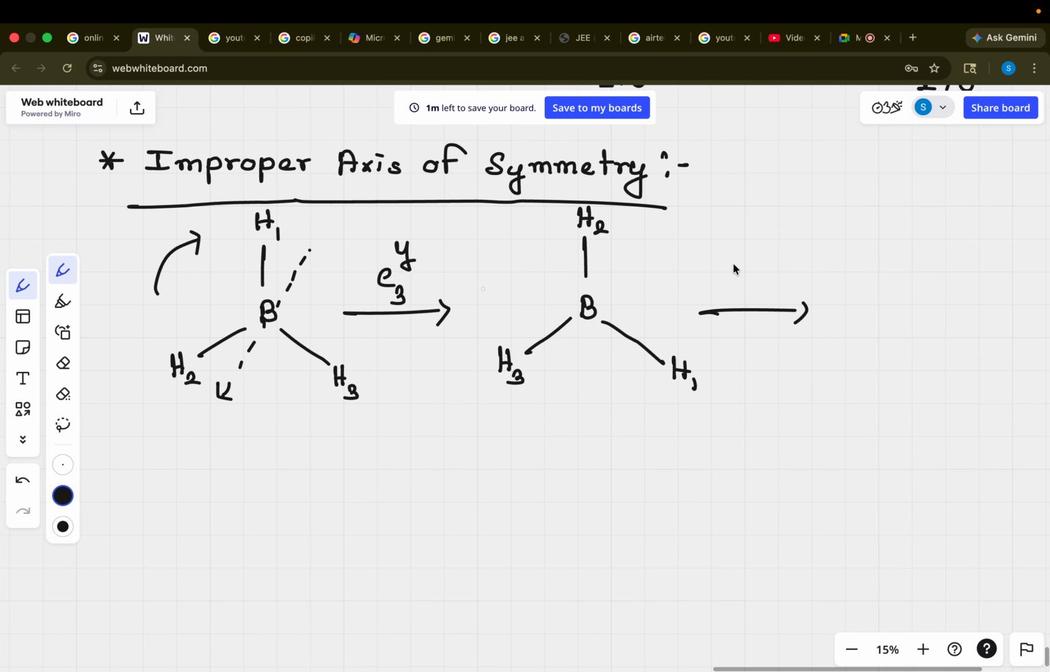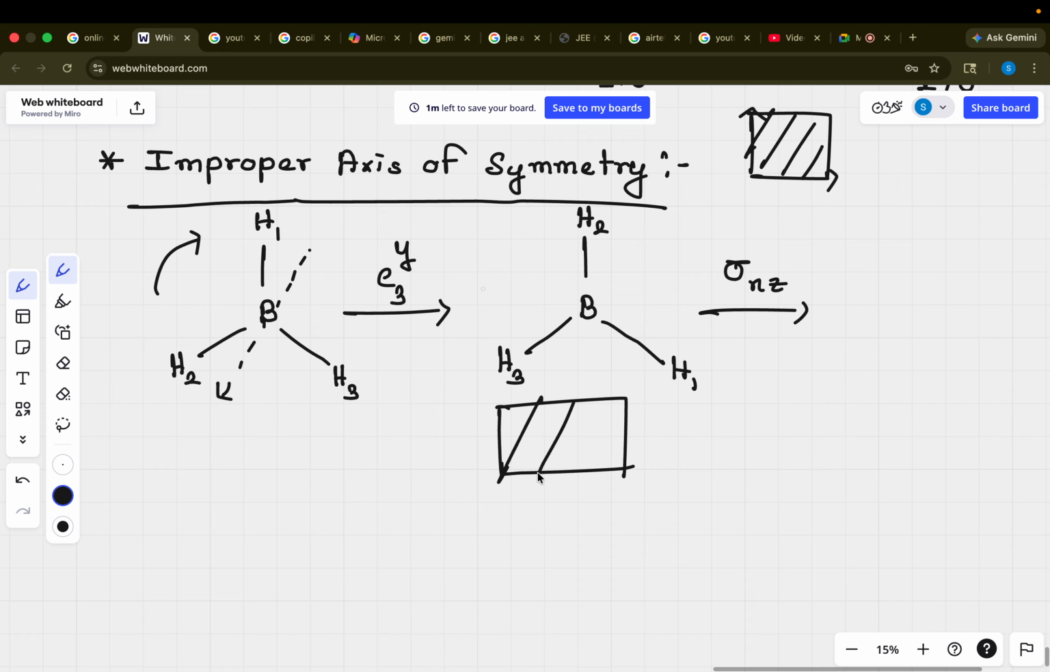Now if I operate this sigma xz plane, so xz plane means this is your x axis, this is your z axis, so that means this plane. Okay, this plane is basically your xz plane. So if I keep this plane in front of this molecule, tell me what you can see. You will be able to see only that molecule, but only one minor change will be there. What is the minor change? You can see the back face of the molecule.